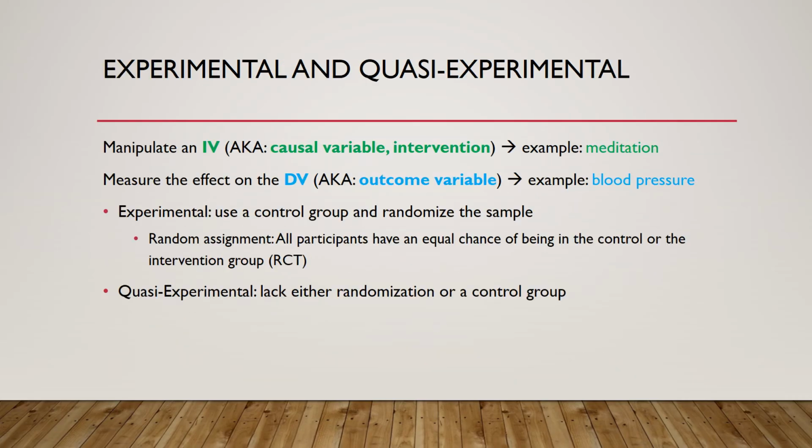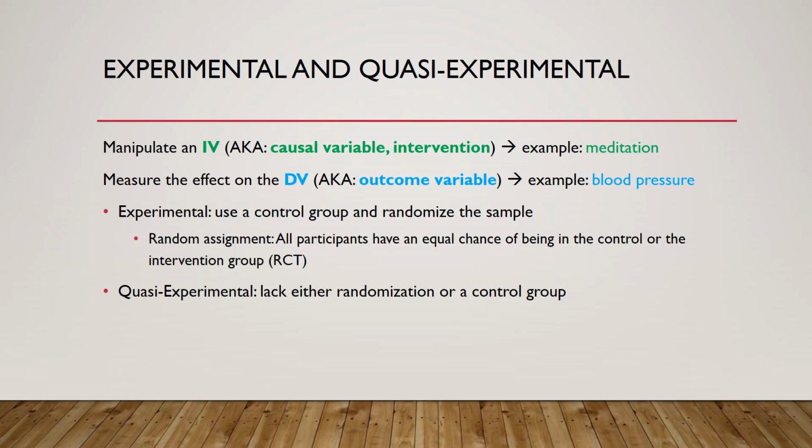So when we talk about causation, remember we need an experimental or a quasi-experimental design. Regardless of the design, we are including manipulation of an independent variable to see whether or not it affects a dependent variable or outcome. So a simple example: does the IV, medication, or a blood pressure med, cause an effect on the DV, or the blood pressure? So what's the difference between quasi-experimental and experimental?